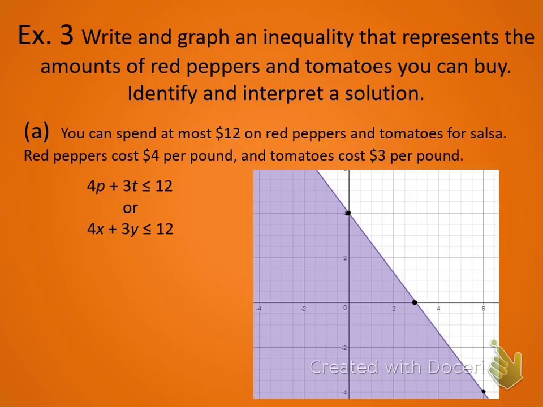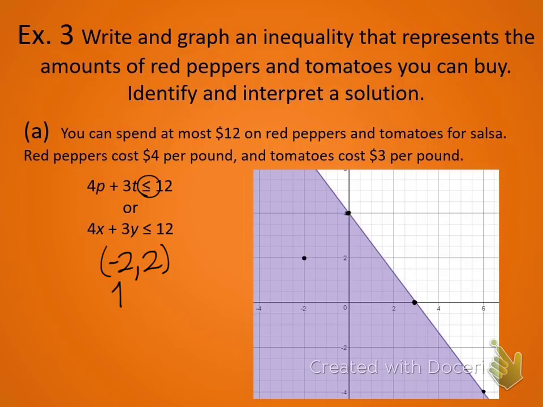My line is solid because the symbol in my problem was less than or equal to. And of course, the shading. The shading, we tested. And let's not test 0, 0 because it asks us to interpret a solution. So let's pick a different point that falls in the shading. How about we choose negative 2, 2. So we've got the ordered pair, negative 2, 2.